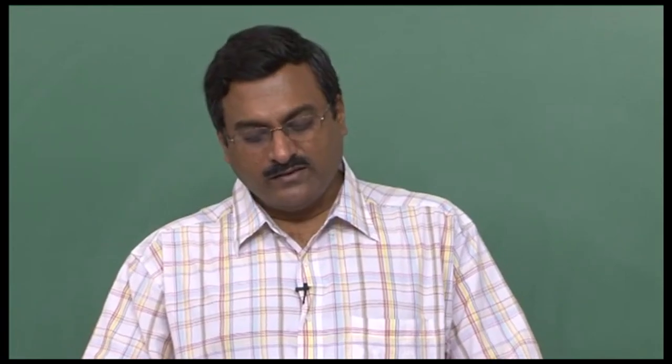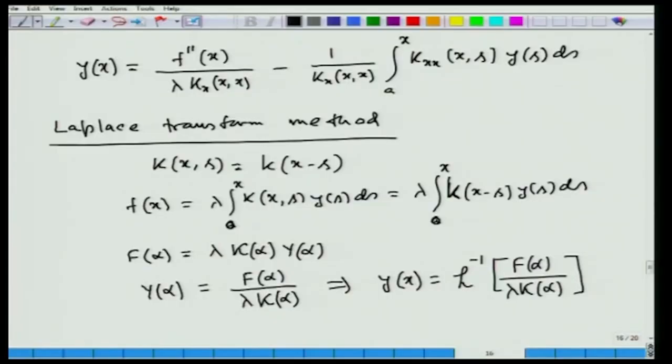And in case the kernel is a function of x minus s, such as a polynomial, such that k(x, x) is equal to 0, that means after substituting s equal to x it comes out to be 0, then you can attempt to solve this problem by the Laplace transform method.